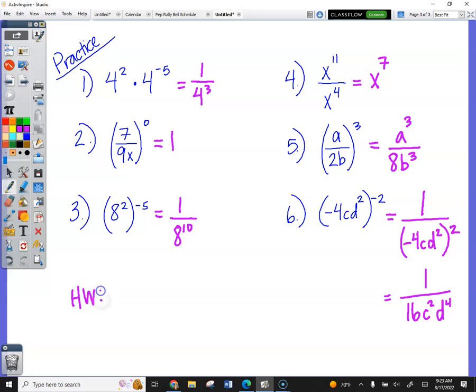The homework is the worksheet that I just gave you, and you technically can only go up to number 8. You could do the rest if you wanted to, but I haven't gone over the notes for it.